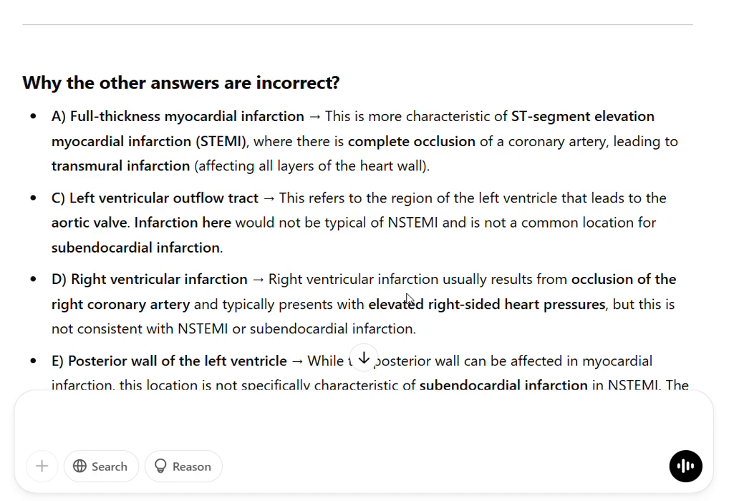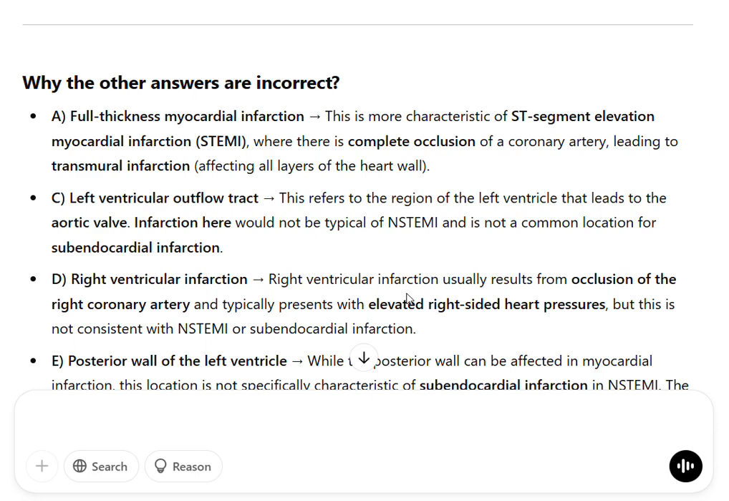C. Left ventricular outflow tract. This refers to the region of the left ventricle that leads to the aortic valve. Infarction here would not be typical of NSTEMI and is not a common location for subendocardial infarction. D. Right ventricular infarction. Right ventricular infarction usually results from occlusion of the right coronary artery and typically presents with elevated right-sided heart pressures. But this is not consistent with NSTEMI or subendocardial infarction.